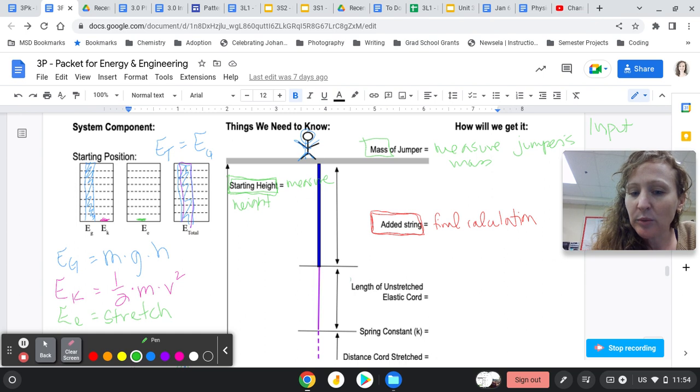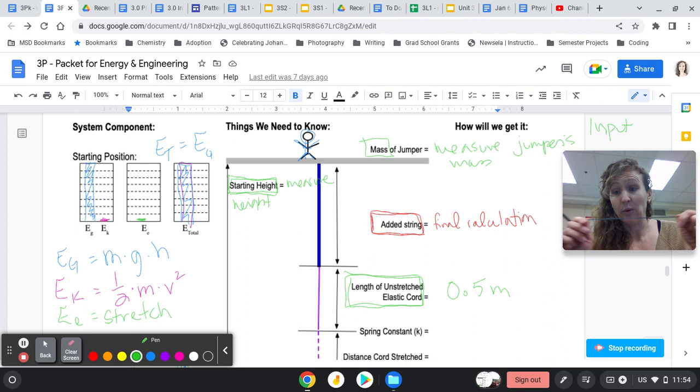This is an input. We can change it if we want to, but actually I think we're just going to all use 0.5 meters for this jump that we do together. So this is actually an input. Easy. One more thing we already know.